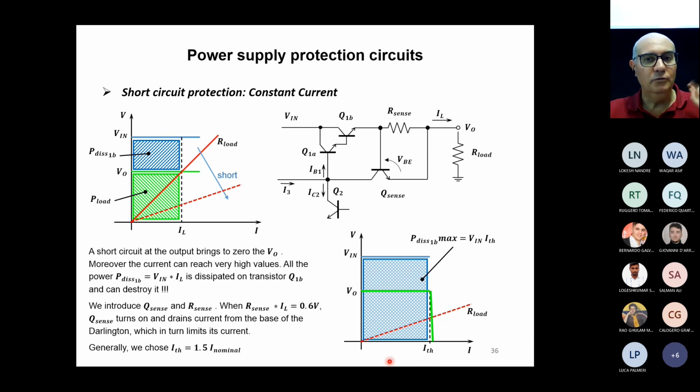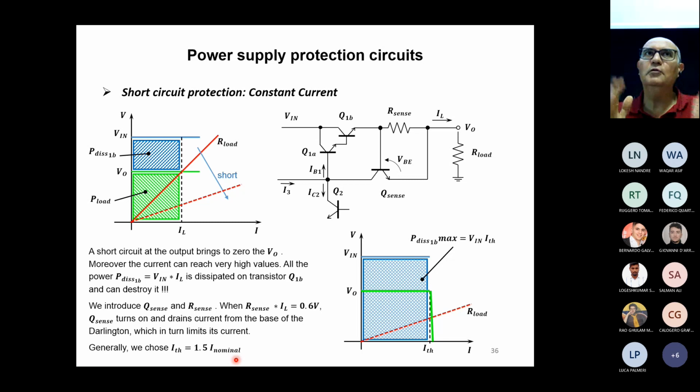Okay, usually, if I read here, the I threshold is around 1.5 volts per volt, times what we call the nominal current for the power supply. For instance, we buy a power supply for a cell phone. We buy a power supply which should give 1 amp. Okay, I design the threshold current at 1.5 amps.